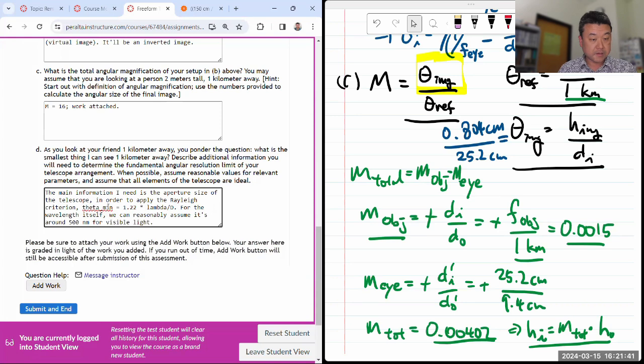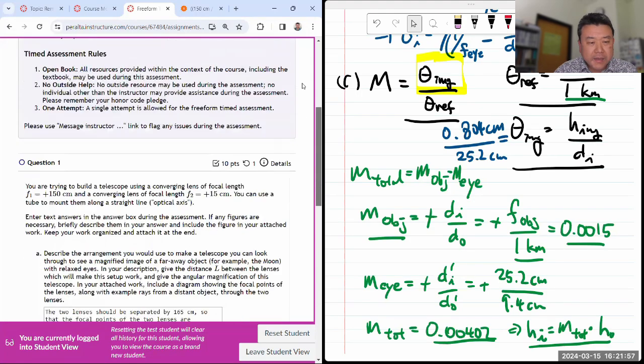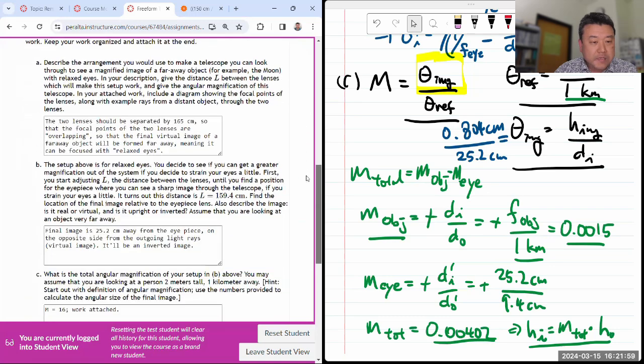All right, I don't think I'm being asked the actual angular resolution limit. So that's my answer. I guess I'm done. So I got 4 minutes, but I think I did everything.